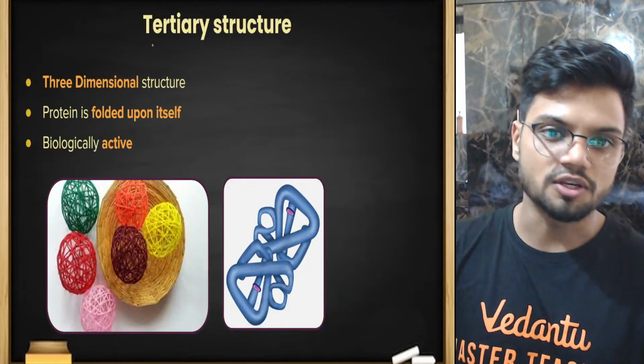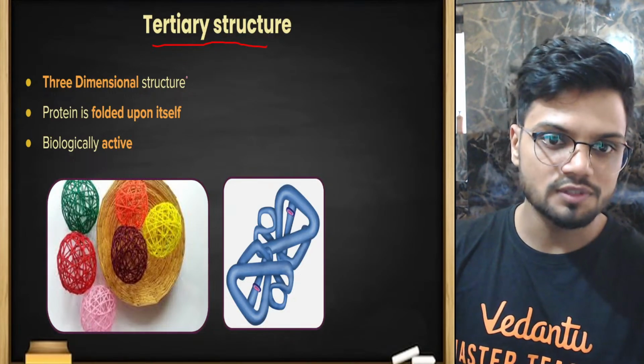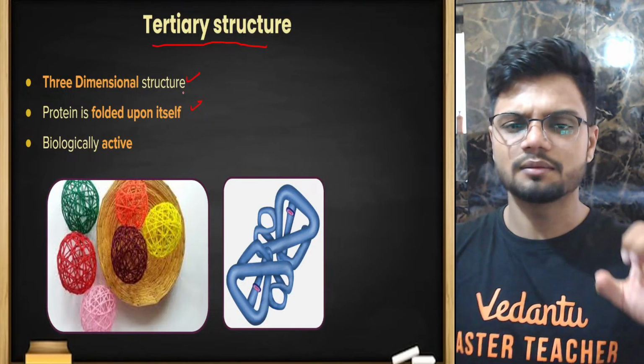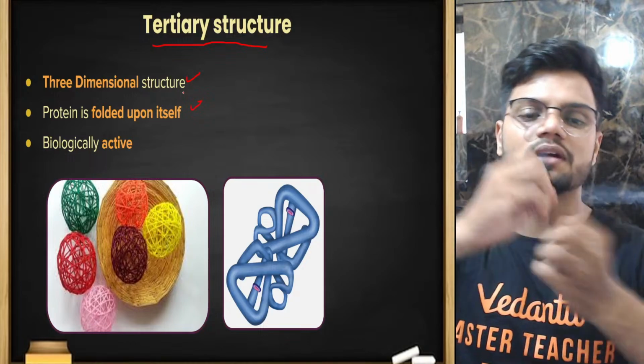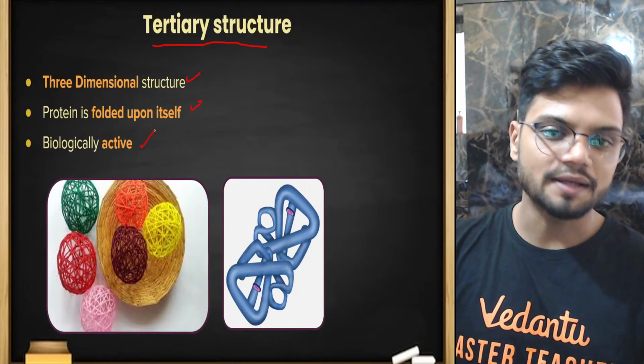Okay. Now tertiary structure. This is where they'll ask you a question also, students. I told you first of all it's the 3D structure. Protein folds upon itself. You take an alpha helix, take a beta pleated sheet, and nicely make a woolen ball out of it. That gives you tertiary, and it is biologically active in nature.